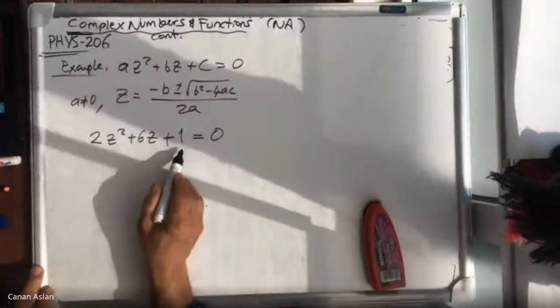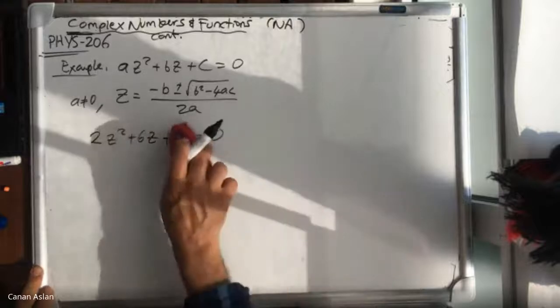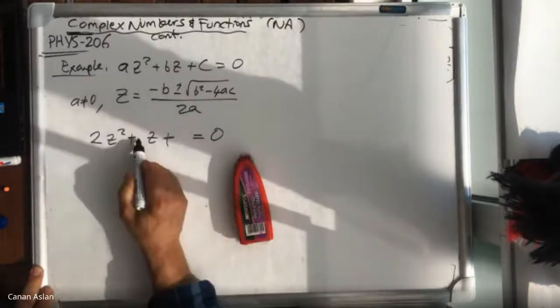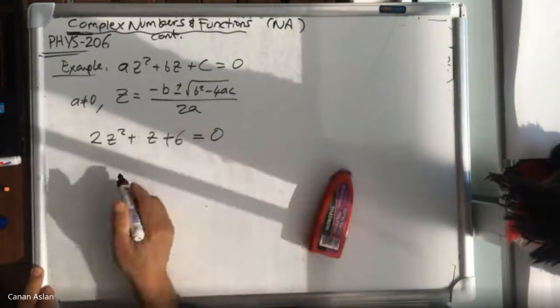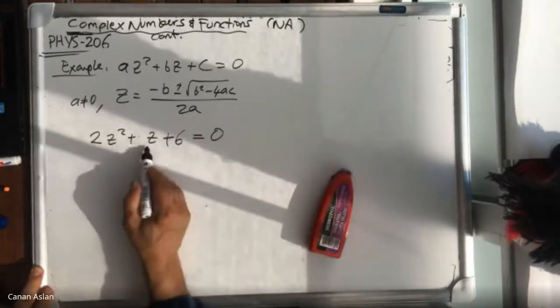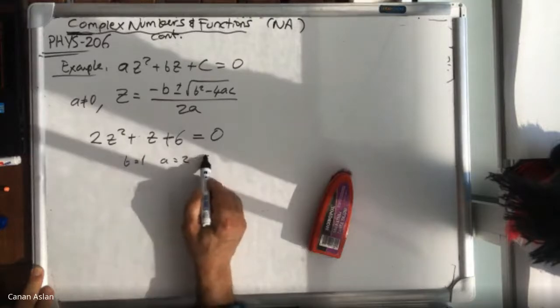So how can we get the roots of this? Let's change it a little bit here. Instead of this, let's say z plus 6, like that. So now b is 1, a is 2, and c is 6.